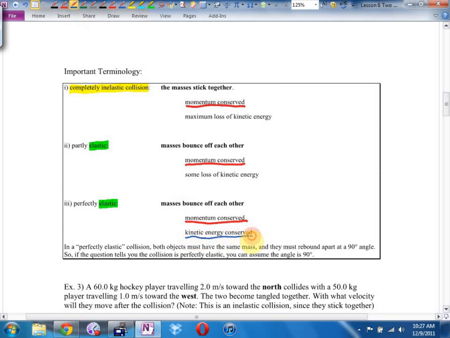Now, what's a perfectly elastic collision? Well, for a perfectly elastic collision to occur, you need the following. Both objects must have the same mass. They must rebound apart at a 90 degree angle. So if the question says it's perfectly elastic, you can assume the angle they flew apart at was 90 degrees.